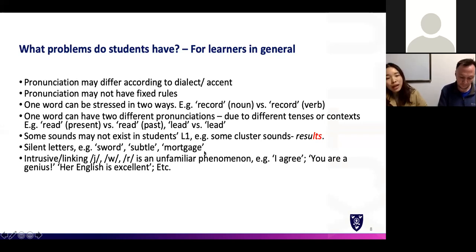And also, intrusive and linking sounds are an unfamiliar phenomenon to some of the students. For example, I agree, you are a genius, her English is excellent, etc. So here we can see we have intrusive sounds and linking sounds, like yeah, what, and ja, which are definitely unfamiliar to some of the students.